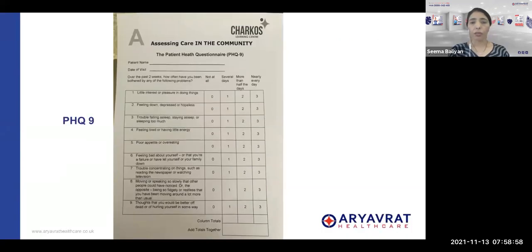So then the last of the charts is the PHQ-9 chart. PHQ-9 basically stands for the Patient Health Questionnaire. It has 9 questions, and these questions are in some ways asking about the patient's mental state with regards to his mood. It helps us to decide whether the patient is actually suffering from depression.